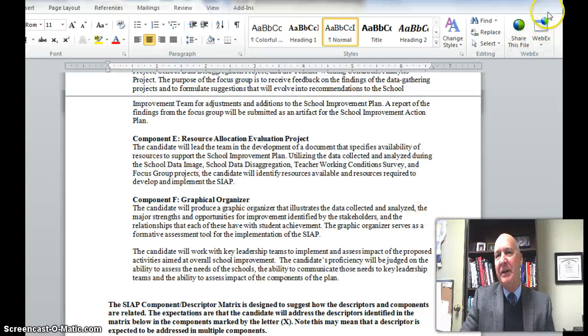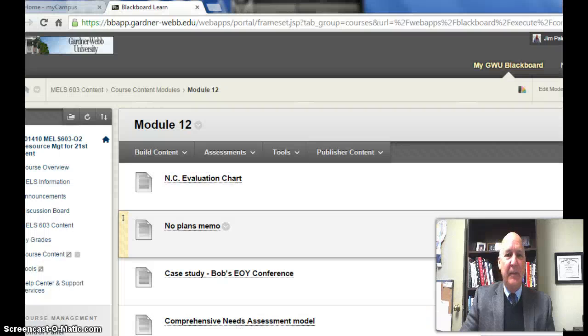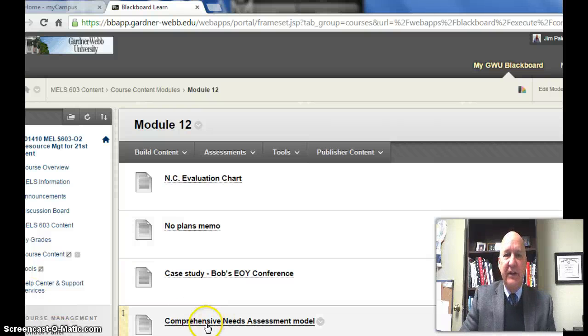So SIAP D and E are coming up, and that's stuff that you need to work on. In the Module 12, well, there's the comprehensive needs assessment model that I referenced, and again, if you need to revisit your SIAP A and B, this might be a good place to start.